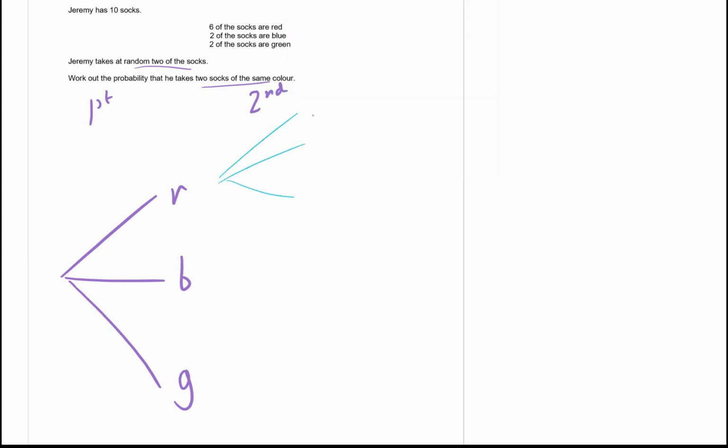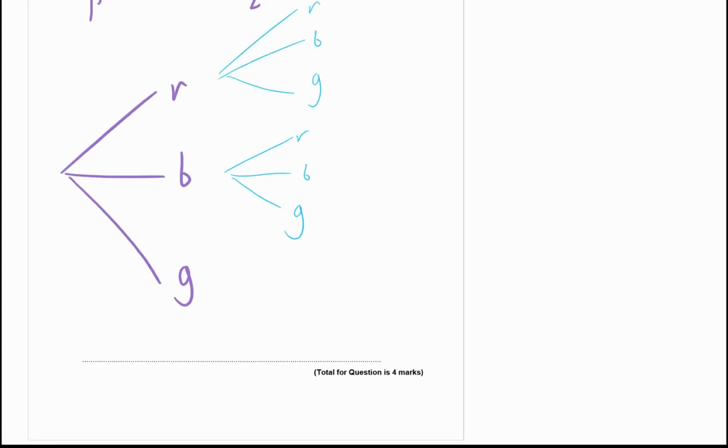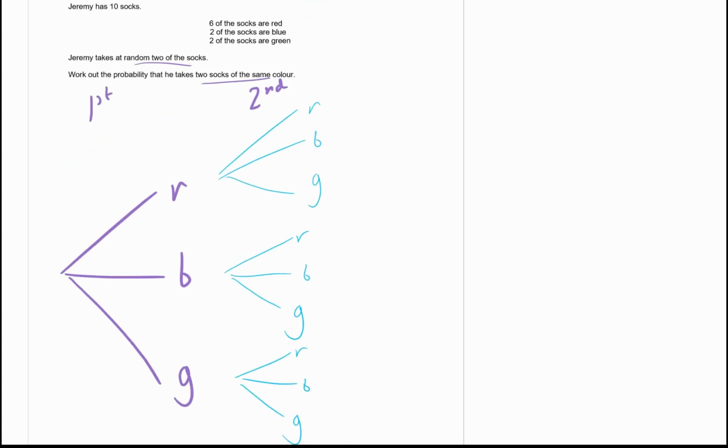So in each case, he can have red, blue and green. And this time I will do it in full. So we have a lot of options here. And now we're going to work them out. So the first pick's quite easy. I've got 6 red and 10 altogether. 2 blue, 10 altogether. 2 green, 10 altogether.